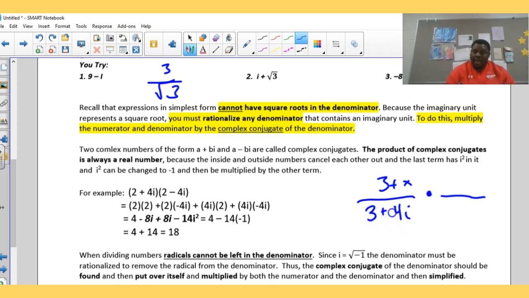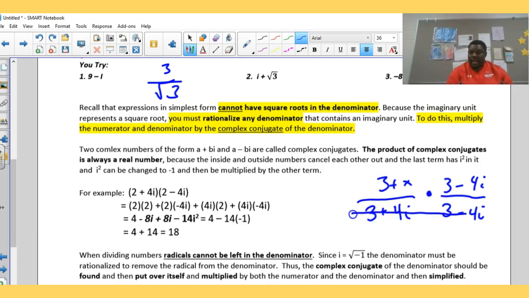So see, this denominator is a complex number. We're going to take its conjugate and multiply it to the top and the bottom of this fraction. When we do that, it's going to eliminate the complex number in the denominator, because this brings me to this example over here.